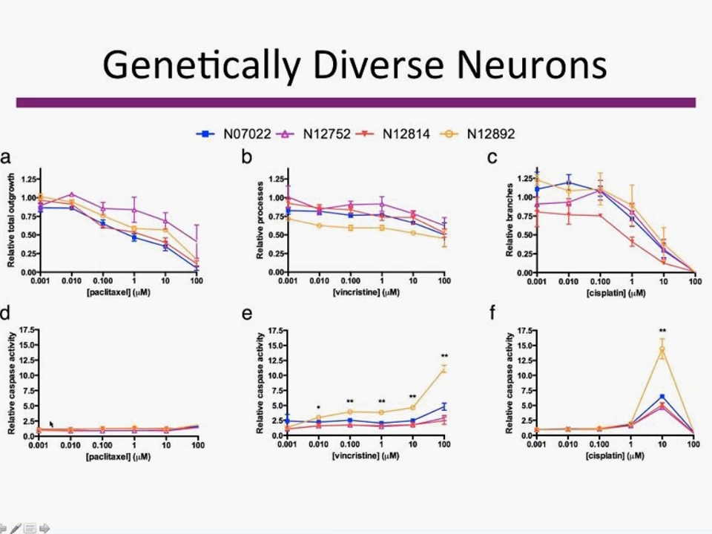In addition, we also measured caspase activity, and consistent with our previous data with iCell neurons, we don't see any caspase activity with paclitaxel for any of the four neurons that were created from the lymphoblastoid cell lines. However, for vincristine, for one of the agents, we see quite an increase in vincristine-induced caspase 3-7 activation, and we see also a difference for cisplatin at 10 micromolar.